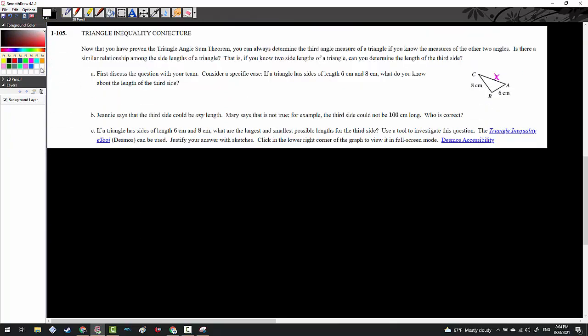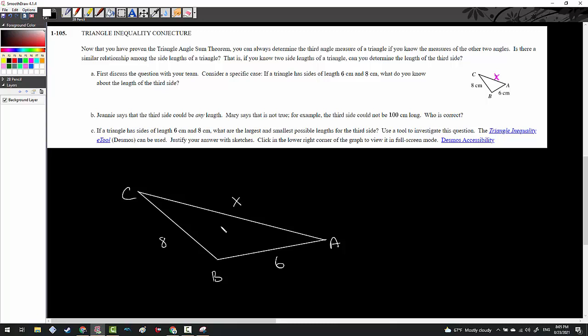So here's what I'm going to do. I'm going to draw that figure down here again, and there is a Desmos tool for this. I'm going to go a little bit old school, and hopefully that's not too confusing. And we'll see how this pans out. And so from here, I'm going to find out just how short this side CA could possibly be.